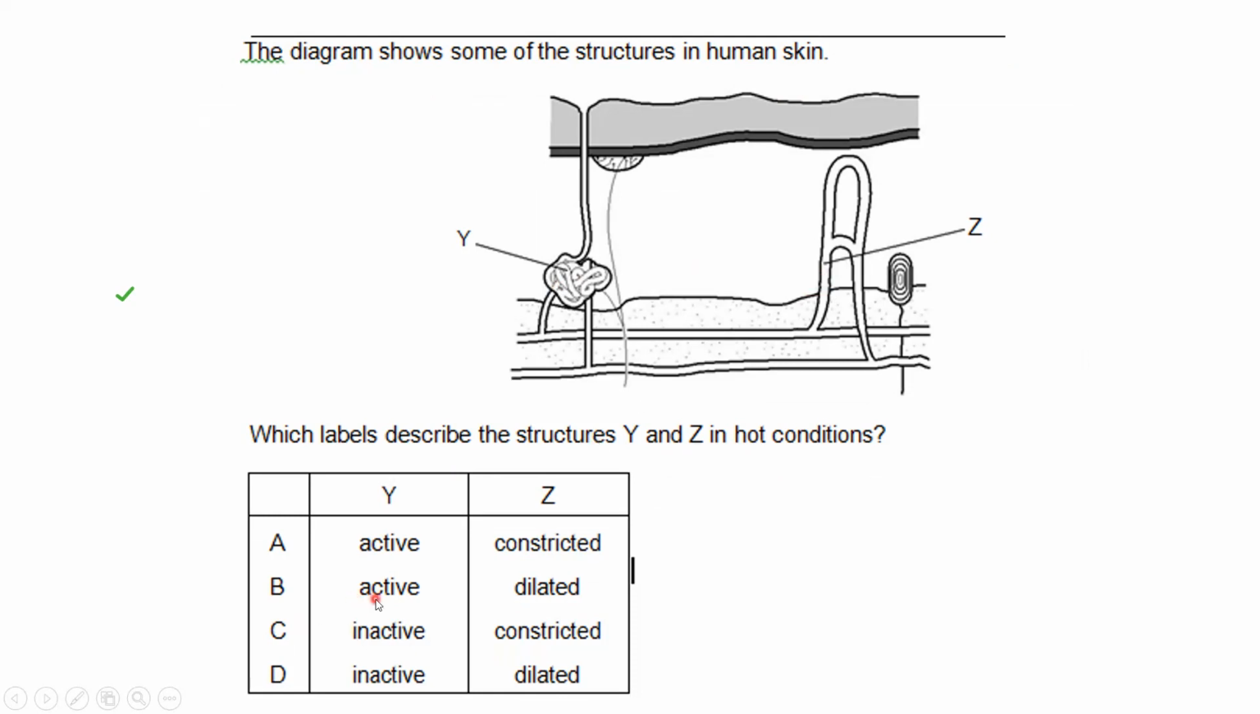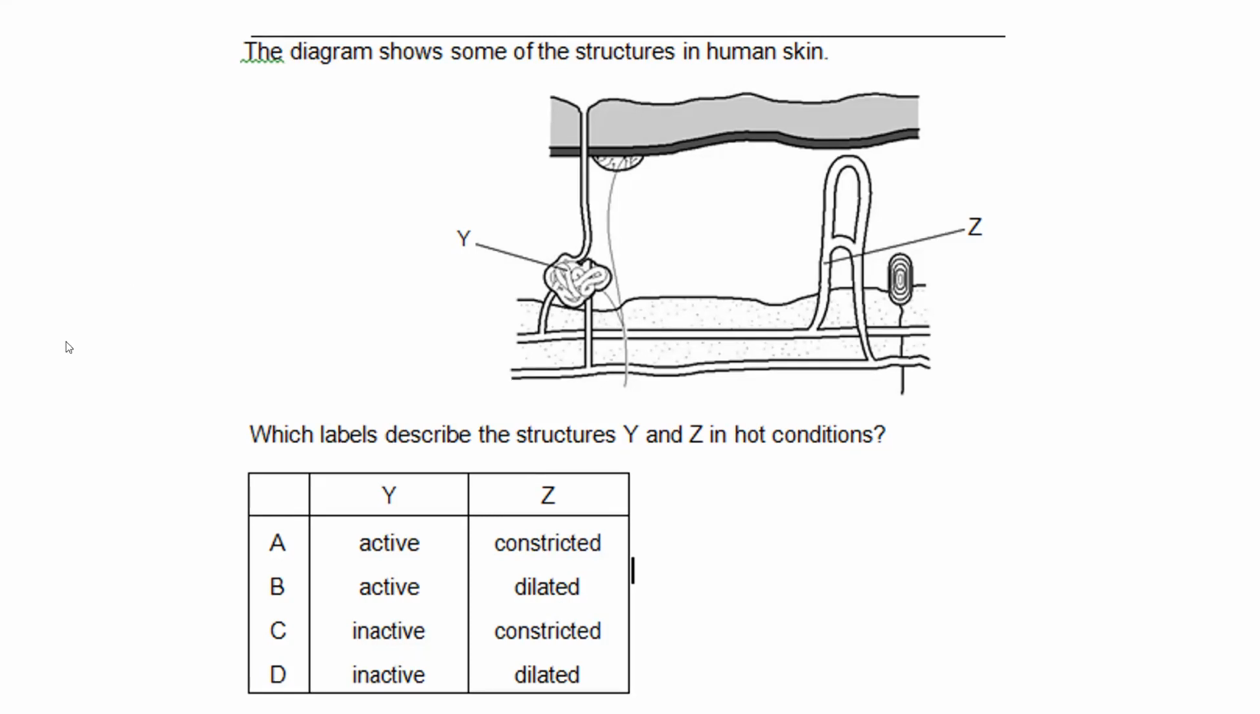What will happen? In hot condition, sweat production will be active. Yes, that is going to be active. Okay, sweat will become active and the Z will be dilated. Okay.